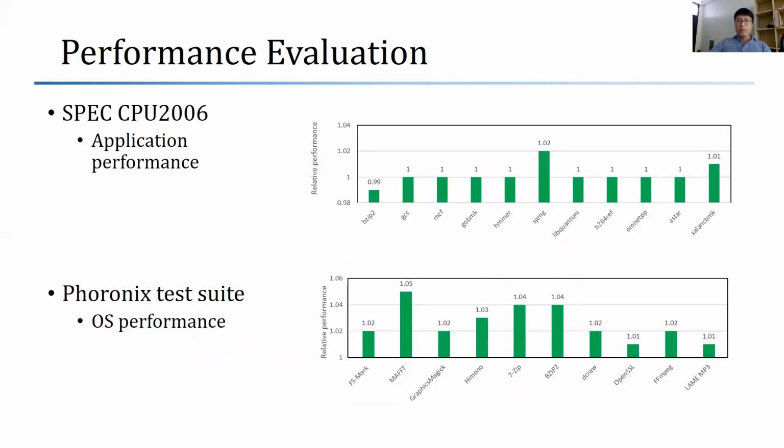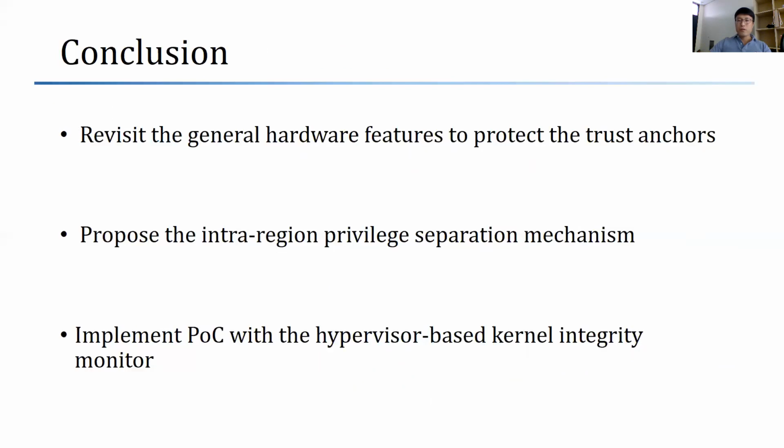Besides, we observed a maximum overhead of 2% and 5% with SPEC and Phoronix benchmarks. In this evaluation, most of the SelMon overhead was obscured due to the longer runtime compared to that of LMBench. In conclusion, we utilize general hardware features to protect the trust anchors on modern smart devices and propose an intra-region privilege separation mechanism and show the feasibility of our approach by hardening the hypervisor-based kernel integrity monitor.